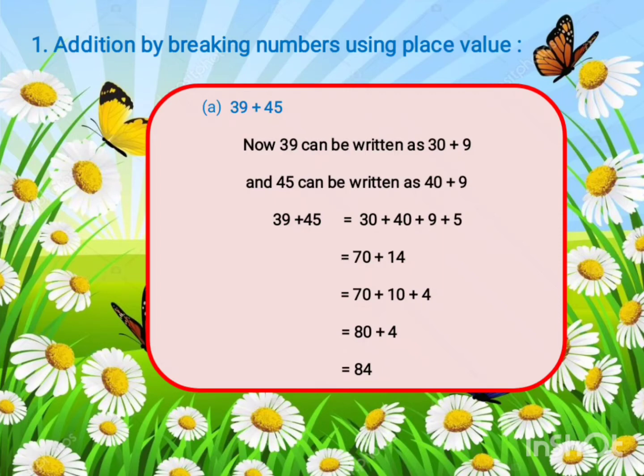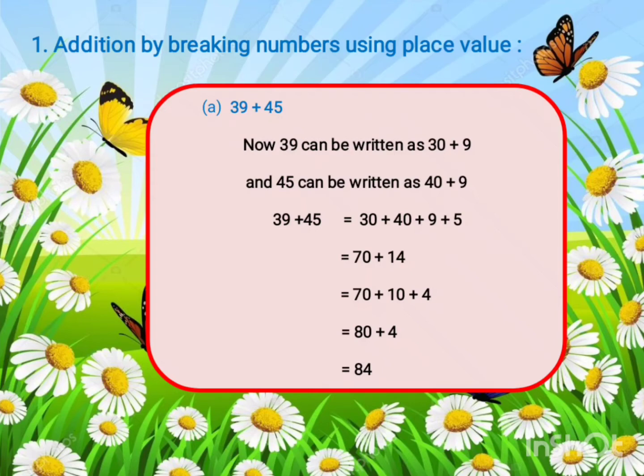First, we'll add the set of tens, that is 30 plus 40, and then we'll add the set of ones, that is 9 plus 5. So, 30 plus 40 is equal to 70 and 9 plus 5 is equal to 14. So, we write 70 plus 14 in the second step.